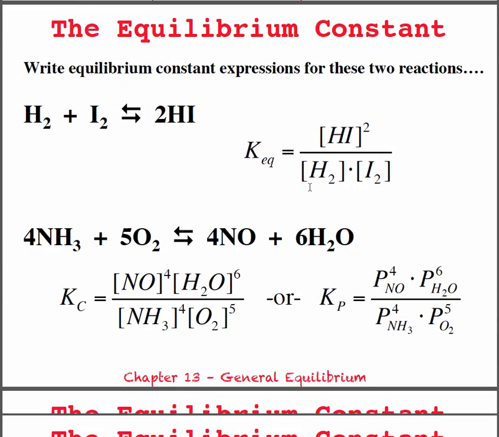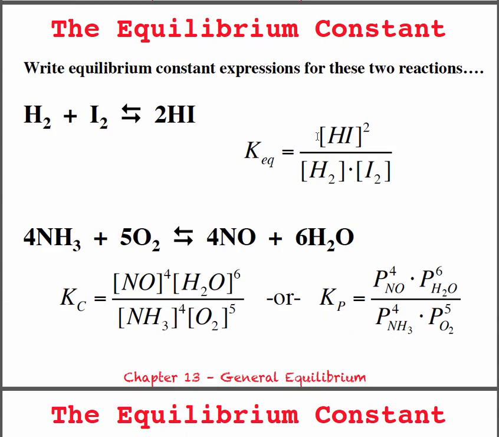Well, if the products go in the numerator, my HI goes upstairs and my H2 and I2 go downstairs. There's one of these and one of these and two of these, so that 2 goes up there. And if I knew the molar concentration of HI, I would square it. And I'd take the molar concentration of H2 and the molar concentration of I2 at this particular equilibrium. I could call that Kc as well. This one would be H2O and NO in the top, O2 and NH3 in the bottom, and the 4 and the 5, oh my goodness, to the 6th power.